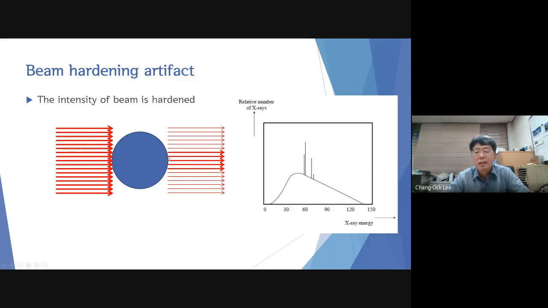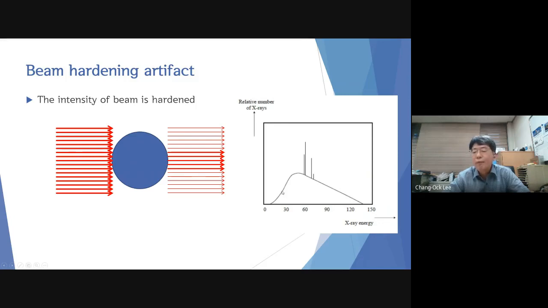this disk is thick. So the lower energy X-ray is absorbed here, and finally, near the middle line, the remaining one is only the high level X-ray. And if you see the top portion and the row portions, almost all X-ray is penetrated. And if you look at the right hand side, there are differences in the energy of the X-ray.